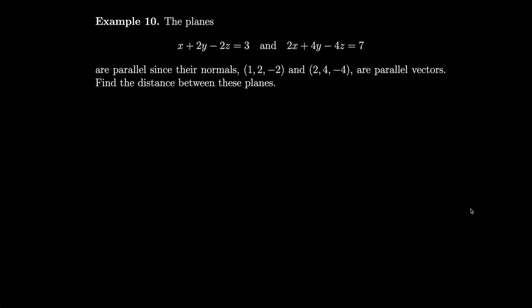The planes x plus 2y minus 2z equals 3 and 2x plus 4y minus 4z equals 7 are parallel, since their normals 1, 2, minus 2 and 2, 4, minus 4 are parallel vectors. Let's find the distance between these planes. How about we set y and z equal to 0 so that we can get a point? Because if y and z are 0, then x is 3. So we get the point P0 as 3, 0, 0. That'll be for this plane over here.